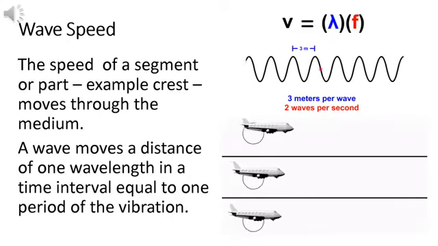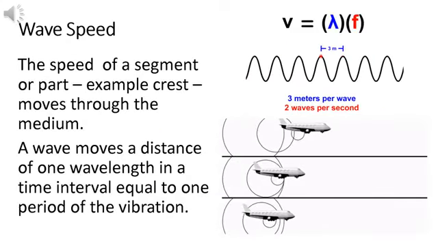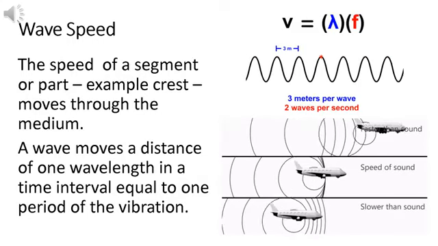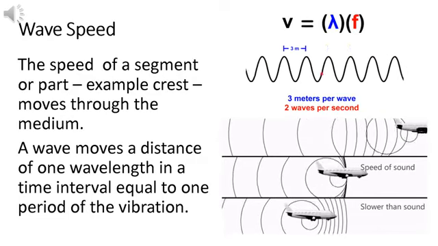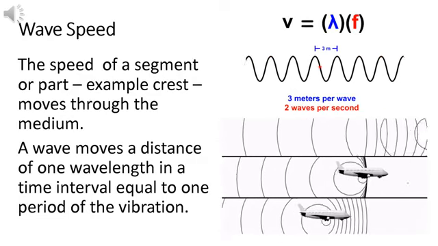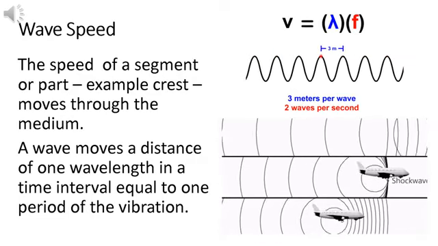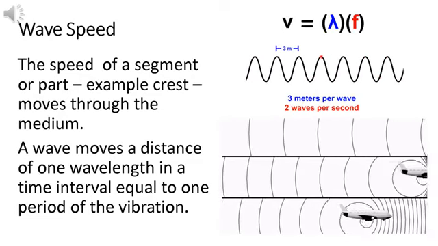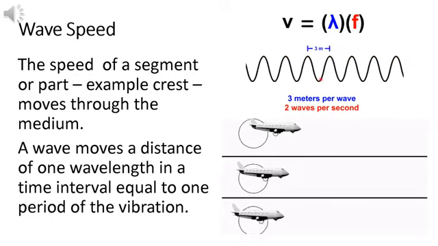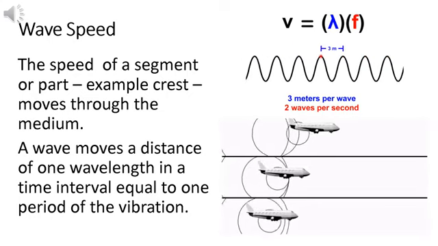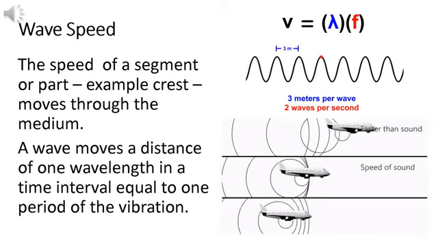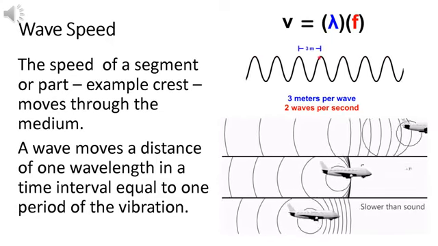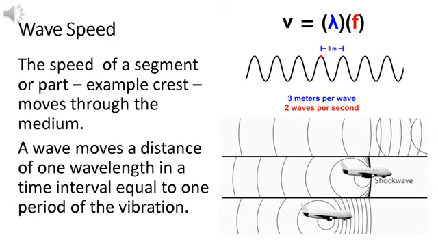So last parameter is the wave speed. Now the wave speed is the speed of a segment or part of the vibration or the waves. For example, a crest moves through the medium. So a wave moves a distance of 1 wavelength in a time interval equal to 1 period of the vibration. So this video, guys, is just talking about speed and the wave literally slowly increasing as you could see.